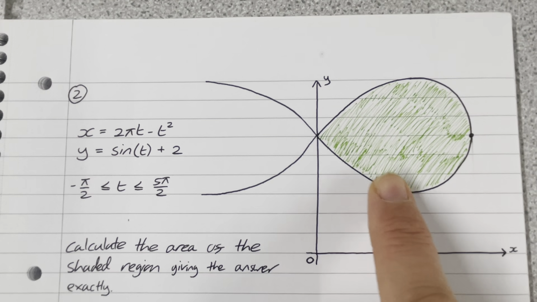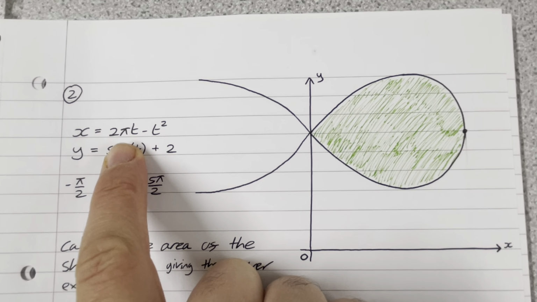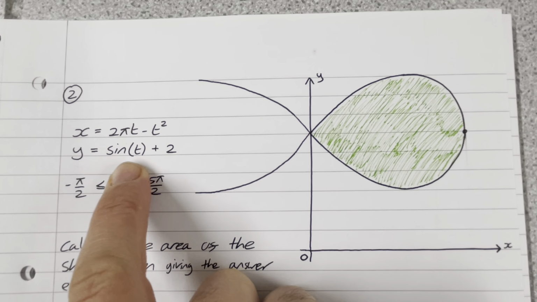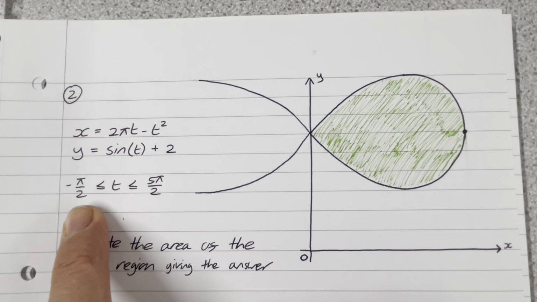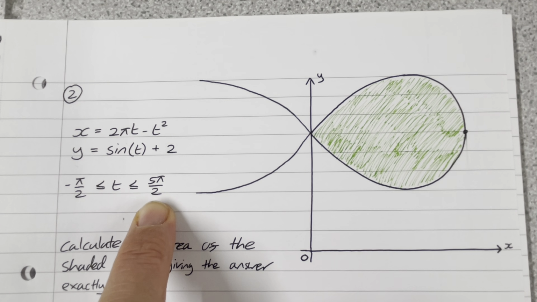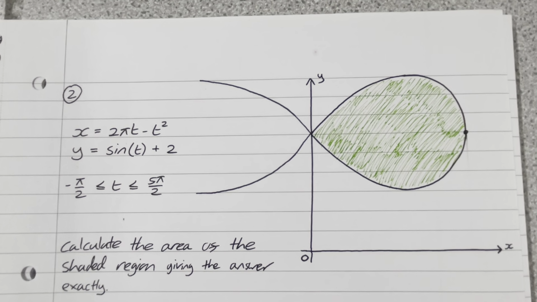This curve is given parametrically as x equals 2 pi t minus t squared and y equals sine t plus 2, and we're told that t takes values between minus pi on 2 and 5 pi on 2. Calculate the area of the shaded region, giving your answer exactly.